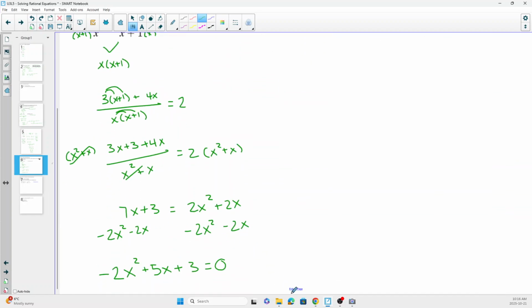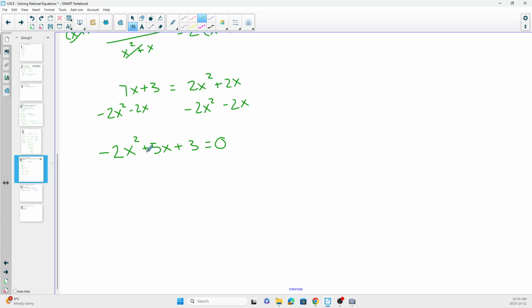We're not done. We have a quadratic. First thing we always want to do is common factor, and negative 1 is a common factor, and I can't factor out the 2. So I've got negative 2x squared minus 5x minus 3 is equal to 0. And from here, I've got to find a factoring method.